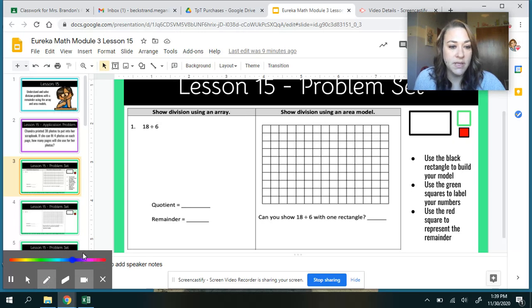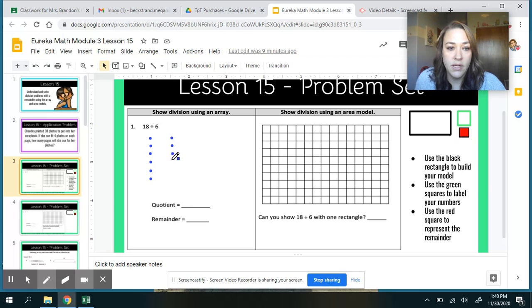So I'm going to get my pen. So if I have 18, I'm making groups of 6. So I'm going to make groups of 6 and see how many groups I can make. Ready? So here's 1, 2, 3, 4, 5, 6. There's one group. 1, 2, 3, 4, 5, 6. So there's 6, 12, 13, 14, 15, 16, 17, 18. So I was able to equally make 3 groups of 6.